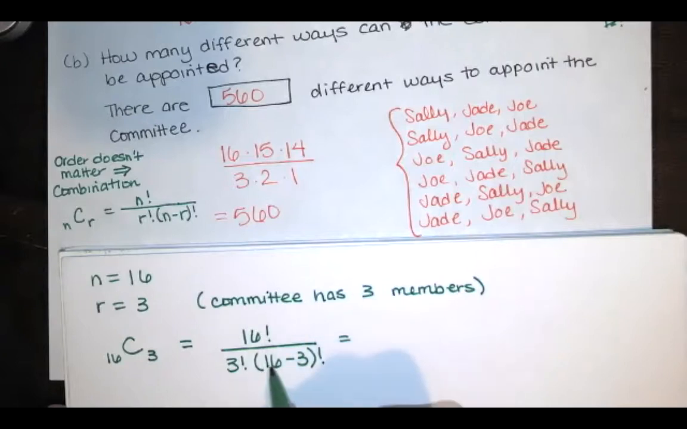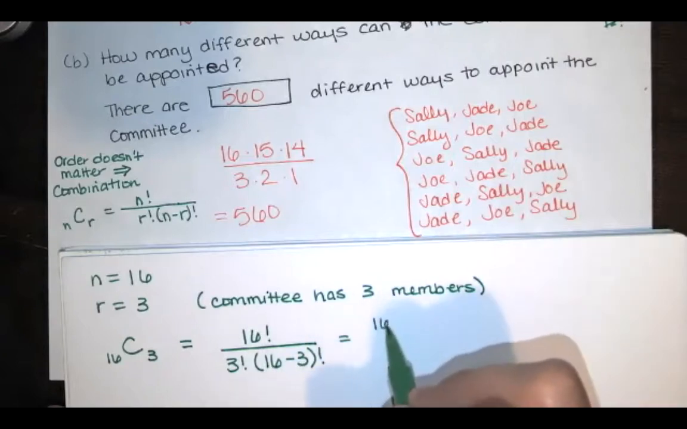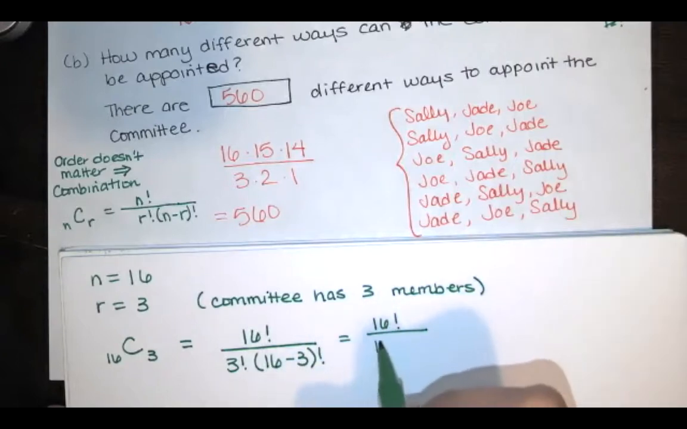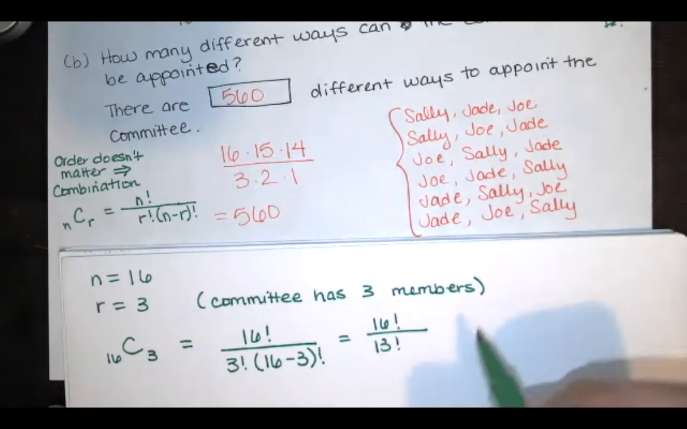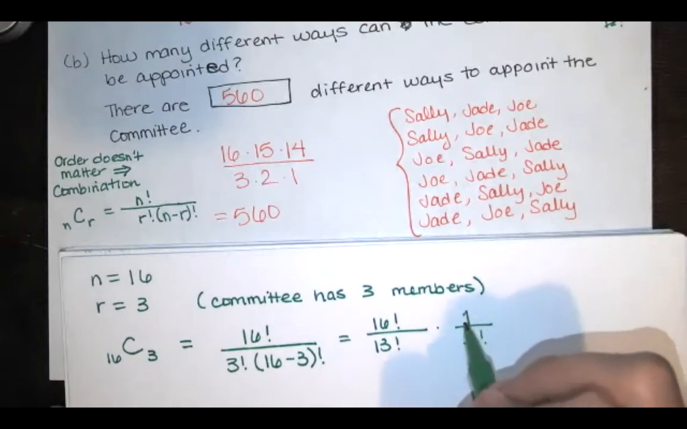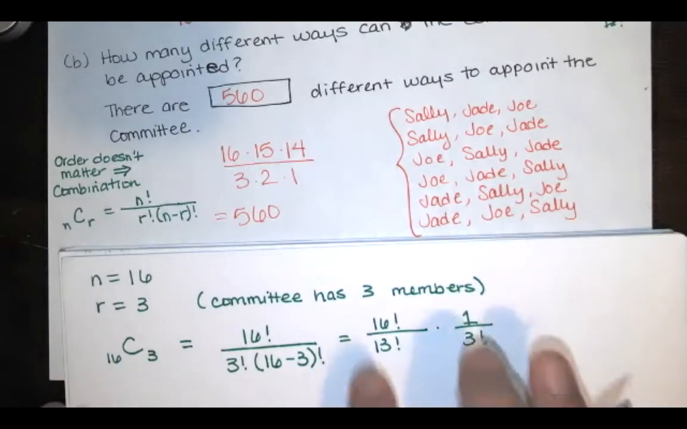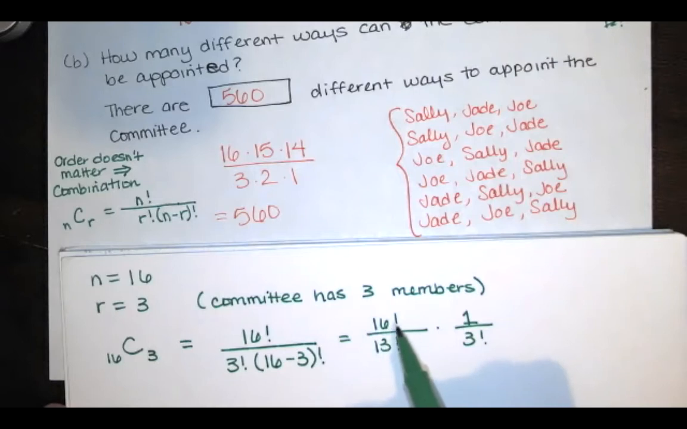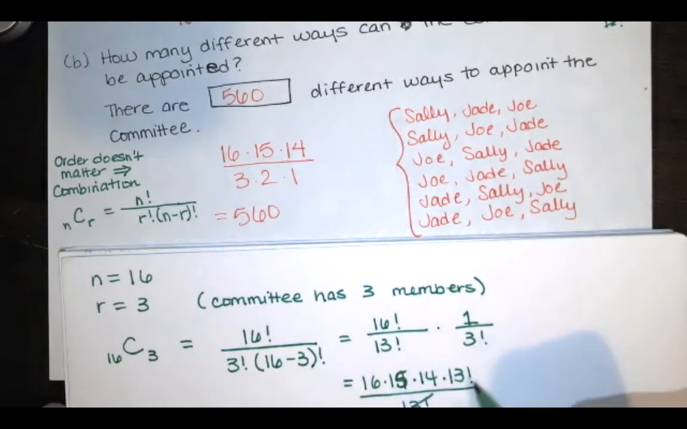That's 16 factorial over the (16 minus 3) factorial. 16 minus 3 is 13. This is what we've got here. I'm just rearranging this. I'm just calling that a 1 over 3 factorial, and I'm putting that off to the side for right now. And then this 16 factorial over 13 factorial is 16 times, or excuse me, 16 times 15 times 14 times 13 factorial, 13 times 12 times 11, and so on, all divided by 13 factorial, and those cancel.